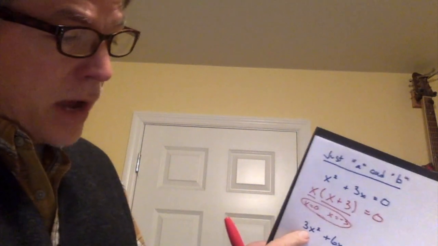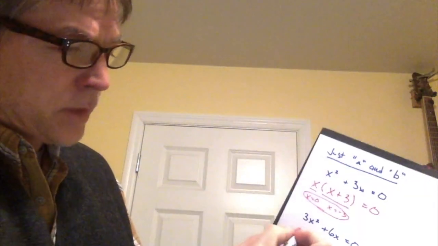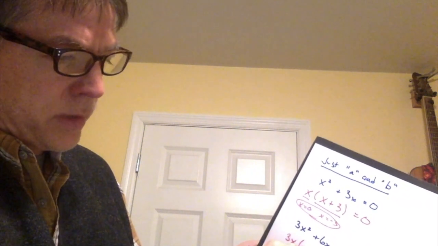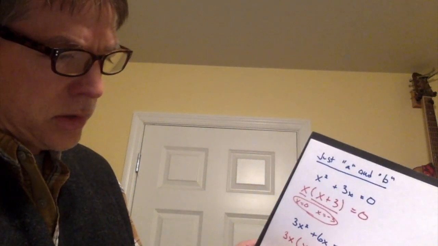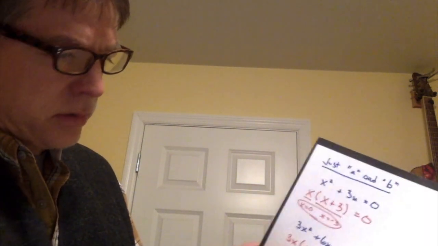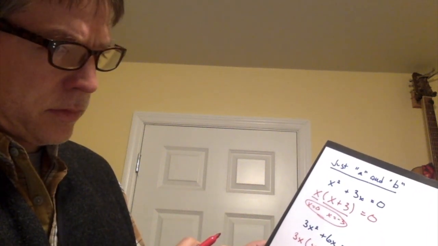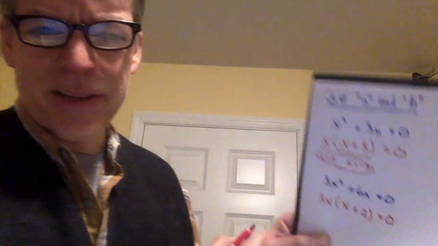Okay, so here's how you would figure this out. I'm noticing that I got a 3 as a factor as well as the x. So I'm going to pull a 3x out. And so that will give me x plus 2 equals 0. This is actually not that bad, is it?